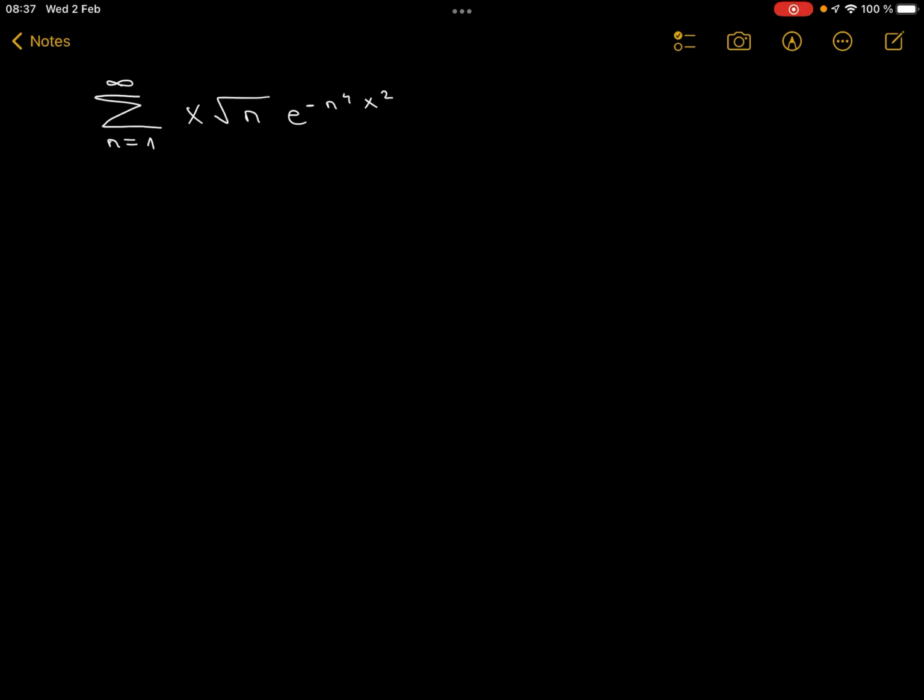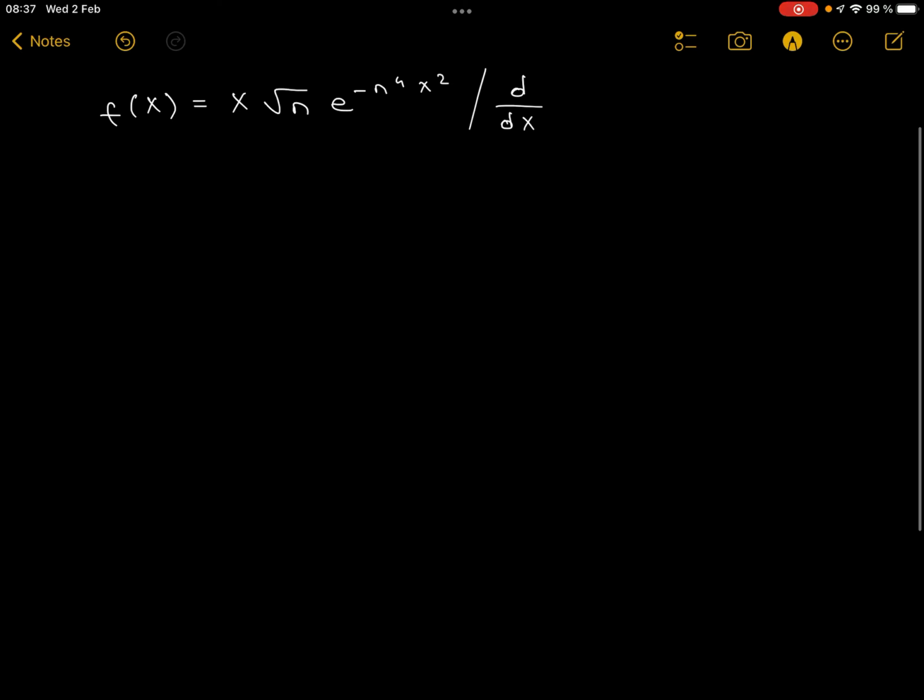So first of all, let's say that f of x is equal to x times the square root of n times e to the negative n to the fourth power x to the second power. Okay, now we want to find the maximum of this function first. We want to express x in terms of n such that this function has the greatest possible value.